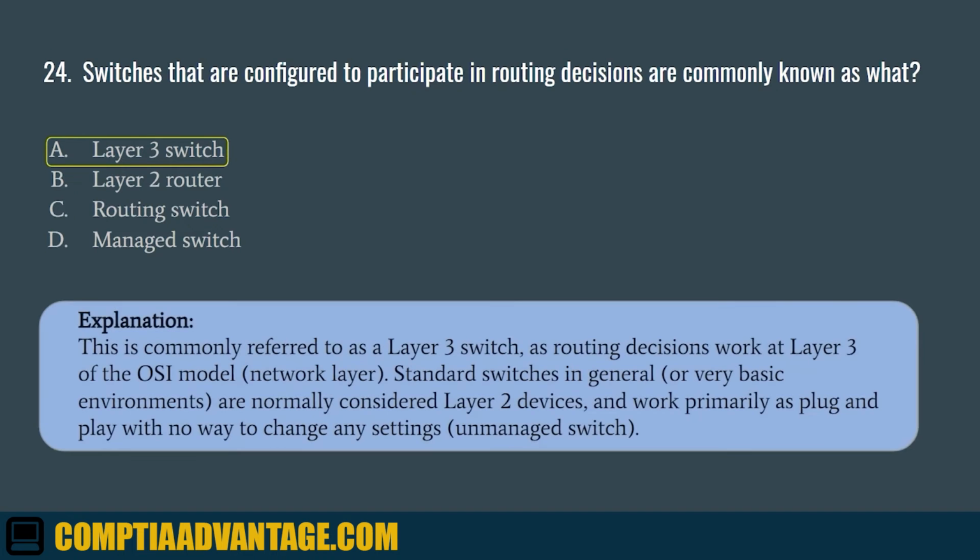This is commonly referred to as a Layer 3 switch, as routing decisions work at Layer 3 of the OSI model, the network layer. Standard switches in general, or in very basic environments, are normally considered Layer 2 devices and work primarily as plug and play with no way to change any settings, an unmanaged switch.